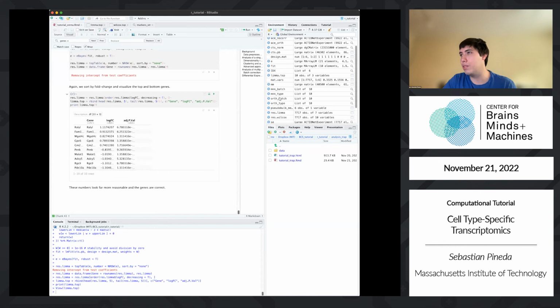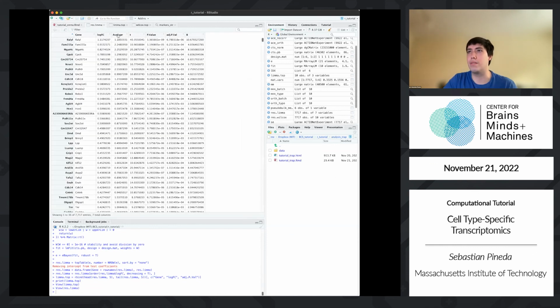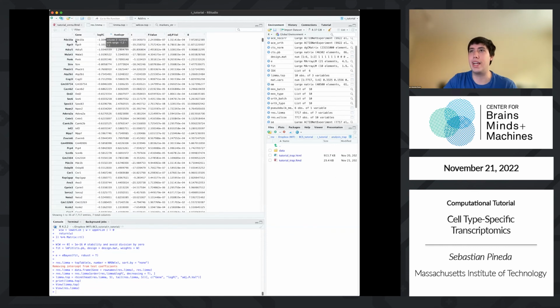And yeah, we can just look at the whole thing. And at the top are things that I know are associated with Huntington's disease phenotype in this case.